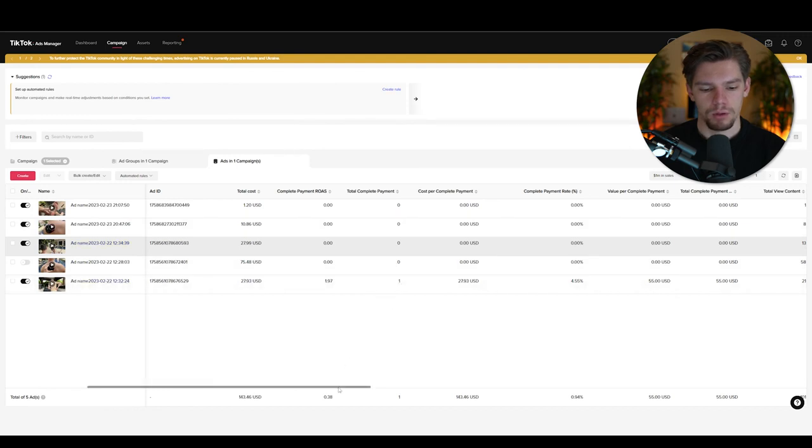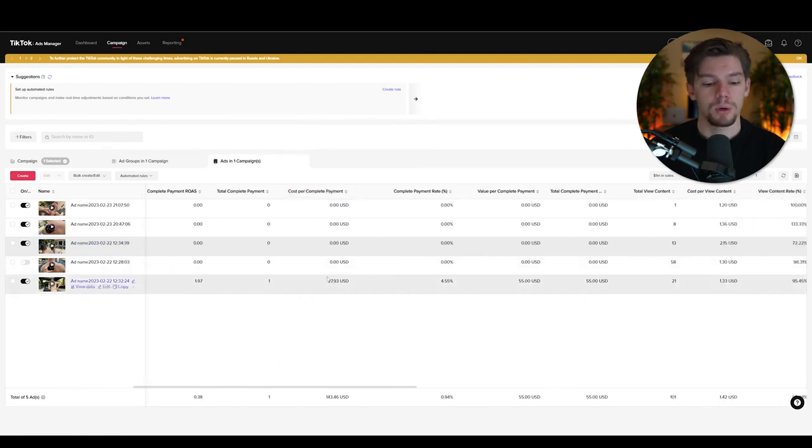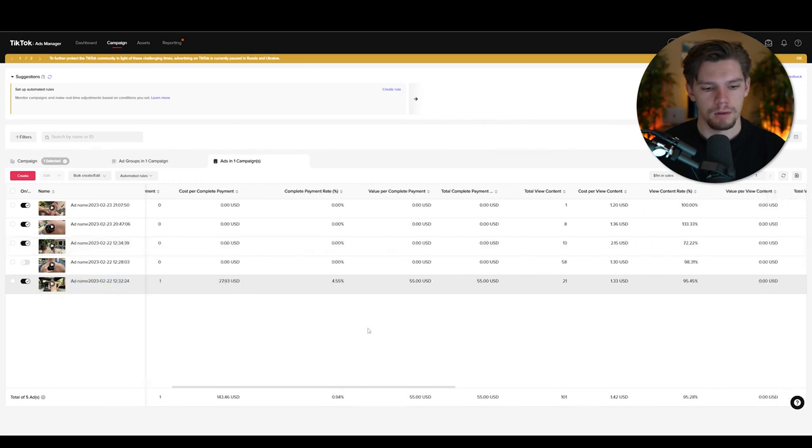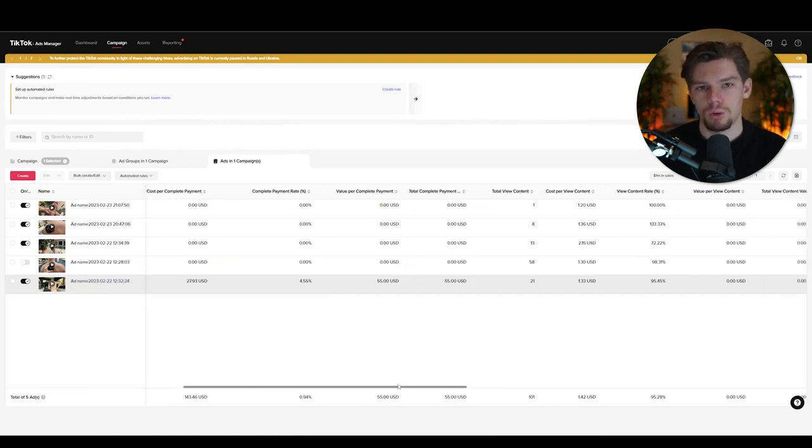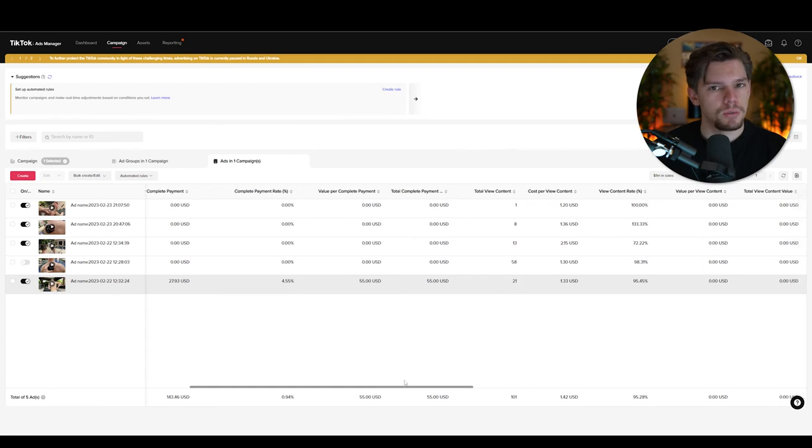So we have the one person that completed payment. We have a cost per complete payment. So it cost us almost $28 to get that sale. Complete payment rate. This is basically, and you can always hover to see what each column means, 4.55% of the watchers purchased. That's what it means, right? So how many people saw this ad and then how many people purchased? The percentage rate is 4.55% of watchers purchased, but that's only on one purchase. So that data doesn't really mean too much just yet.